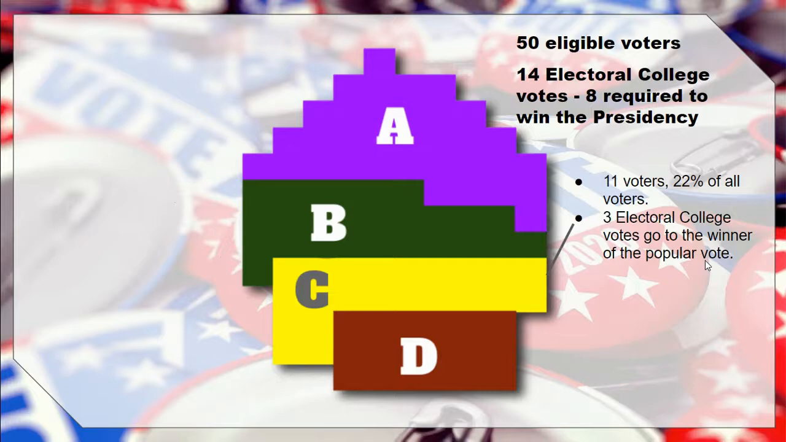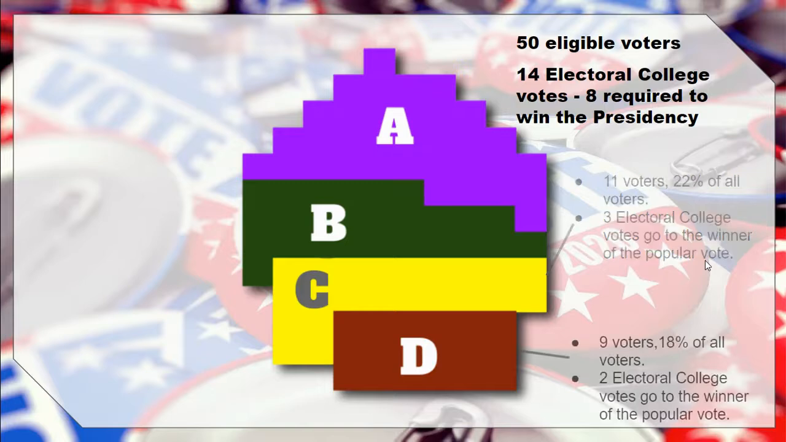State of C has 11 voters. Because of being a little smaller, they have three electoral college votes. All of those will go to the winner of the popular vote. And then finally, our smallest state by population, the state of D, has nine voters. That's 18% of all of our voters. They have two electoral college votes, and all of those will go to the winner of the popular vote.